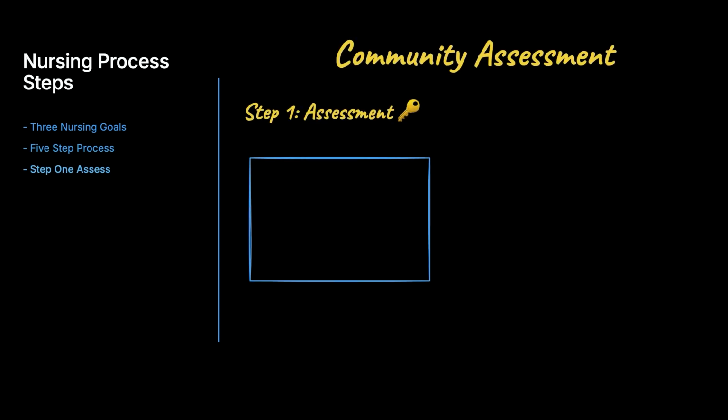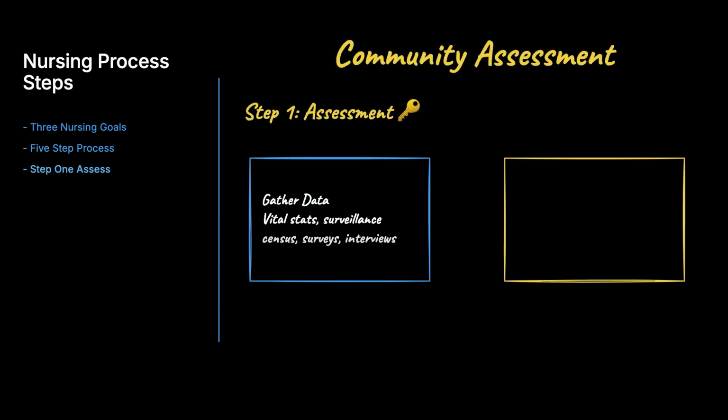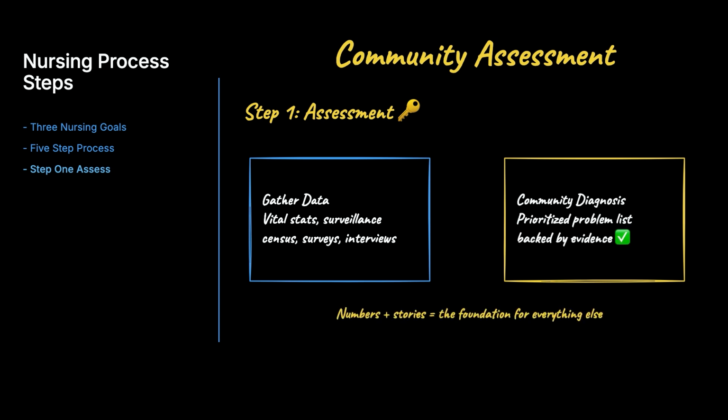Step 1 is assessment, the foundation for everything else. The nurse gathers numbers and stories describing the health of the target population. She pulls vital statistics on births and deaths, disease surveillance, census data, behavioral surveys, and environmental reports, and she listens through community interviews. The output is a community diagnosis, a prioritized list of problems backed by evidence.